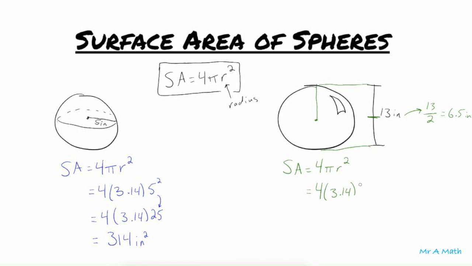So that means my radius is going to be 6.5, and then we need to square that. So this is equal to 4 times 3.14 times 42.25, which is what you get when you square 6.5. So when I use my calculator, that's equal to 530.66 inches squared.